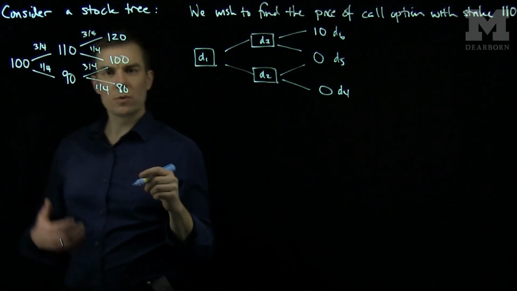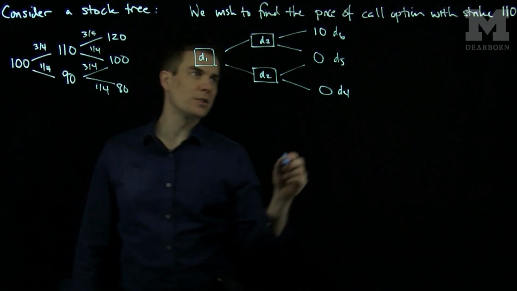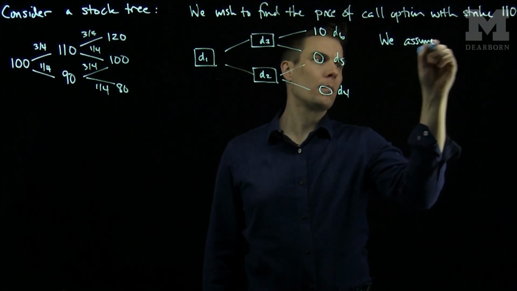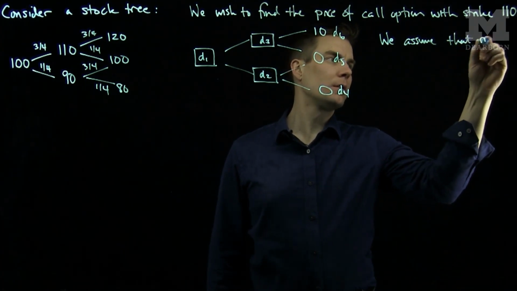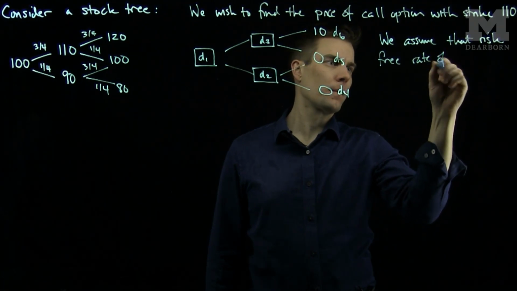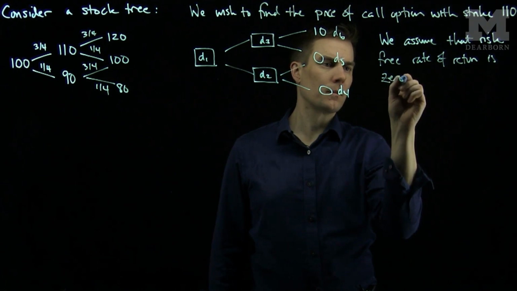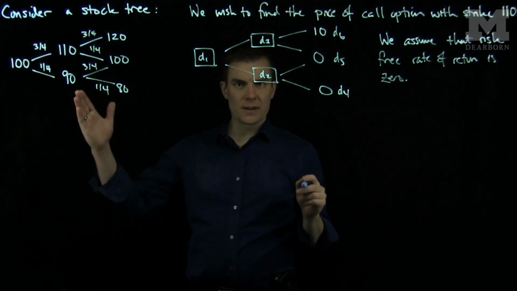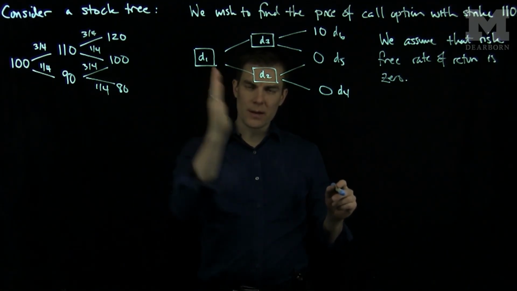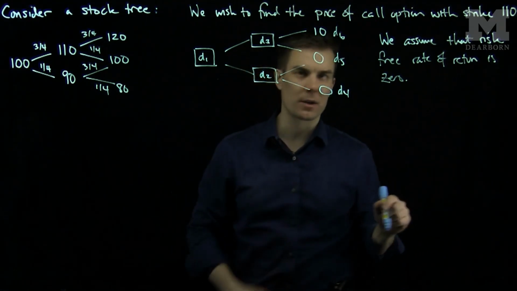So what we'll do is we'll compute the risk-neutral probabilities and use those to discount. For simplification, we will assume that the risk-free rate of return is 0. Meaning that if I put $10 into a bond at time 0, it will remain $10 at time 1 and remain $10 at time 2. There's no continuous growth. We'll just assume this for simplicity of the calculation.